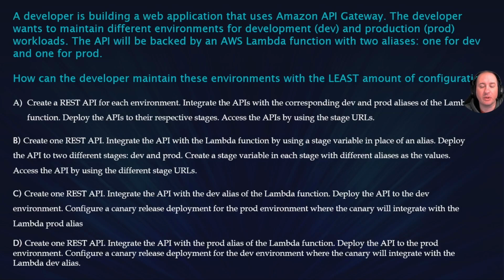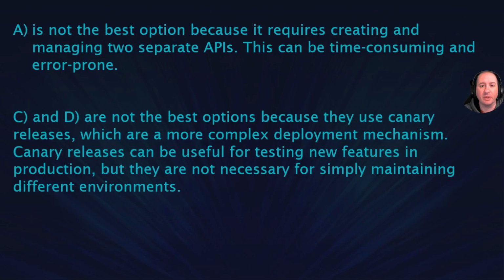So the option that we're looking to solve this one is actually going to be B, to create the REST API and integrate it with the API using stage variables in place of the aliases. So let's look at the options that we didn't choose. What you'll notice here is a common theme is that B was a simpler solution. While we're able to do A, it is time consuming and error prone. It's a more complex solution. C and D are using canary releases, which are simply more complex.